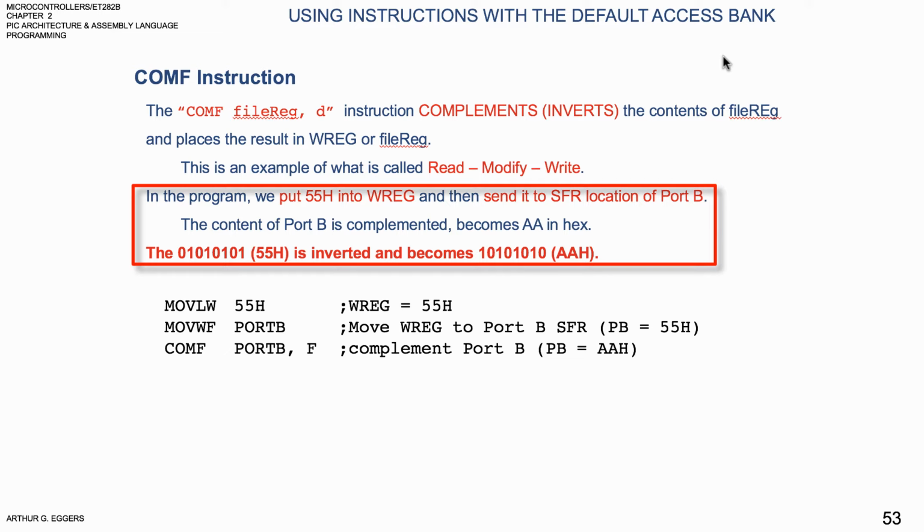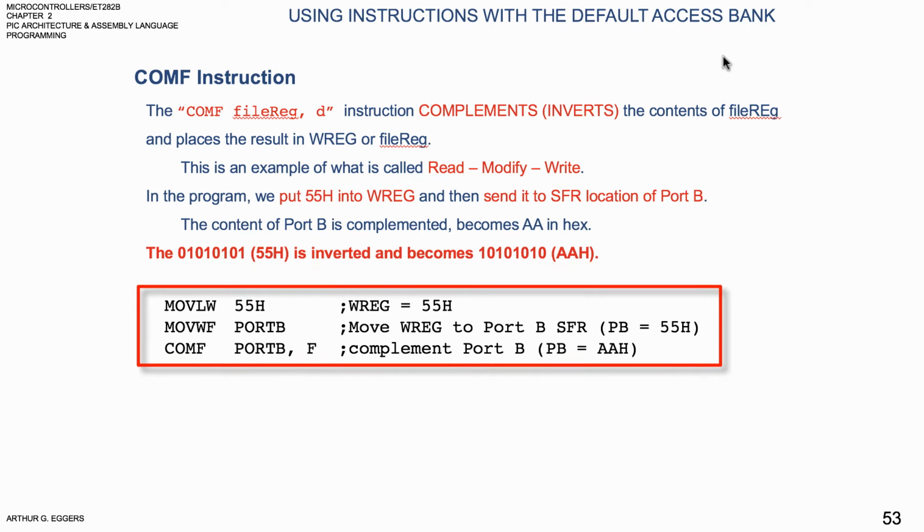So we can see that in binary terms, 55 hex is really 01010101, and upon the execution of the complement command, it becomes 10101010, or AA hex. So we can look at the code itself.